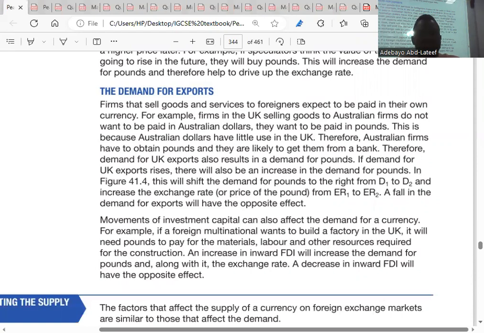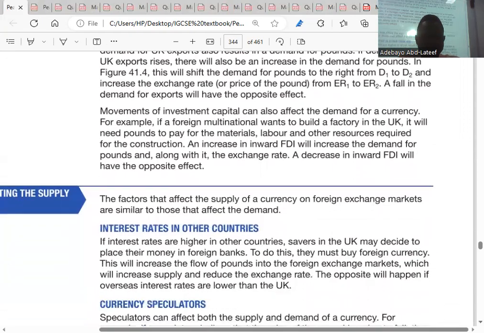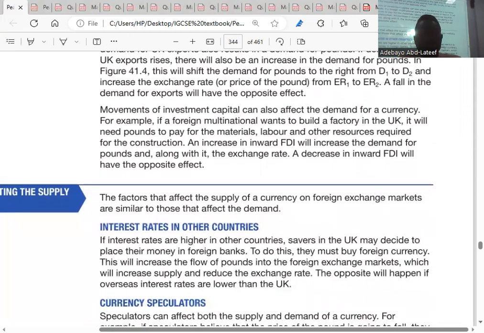Here they said, firms that sell goods and services to foreigners expect to be paid in their own currency. For example, firms in the UK, that's just it. There's nothing there. So, movement of investment capital, the last paragraph here.